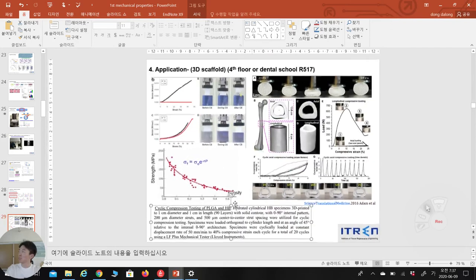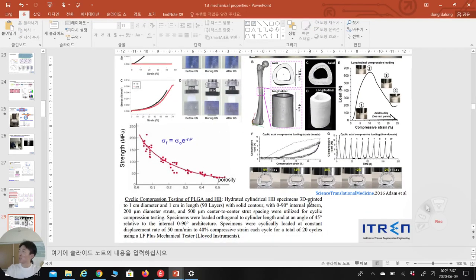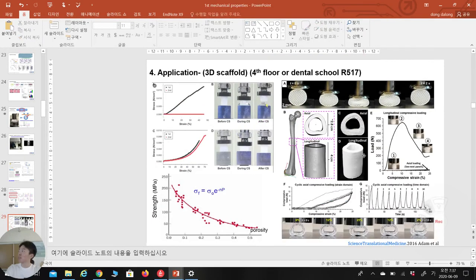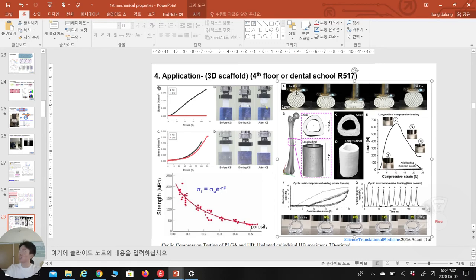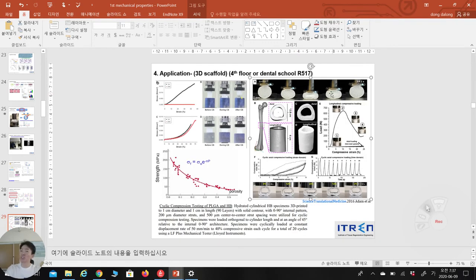So when you look at this paper, they also mention they made this 3D printed scaffold, diameter and length, 90 layers, and so on. And the load uses a constant displacement rate of 50 millimeters per minute. Okay, you should always write down the speed, and 40% compression strain each cycle for a total of 20 cycles. So if you make this kind of very elastic material, this is exactly the meaning of elastic. Once you compress and then relax the stress, they maintain their total length.